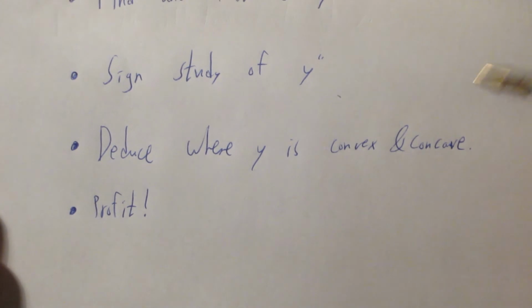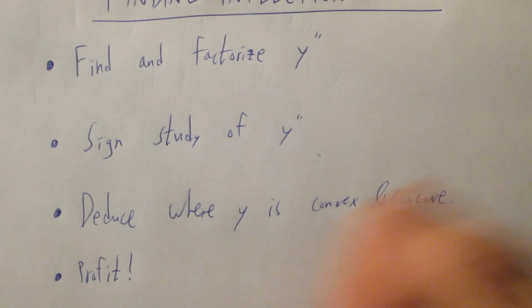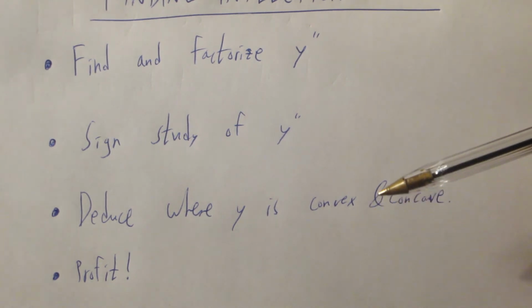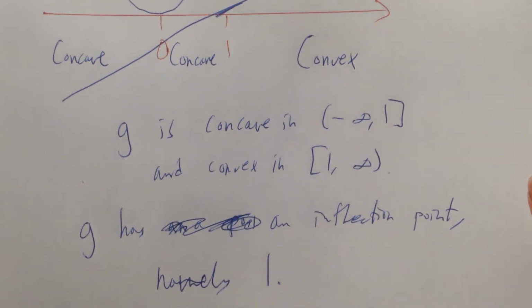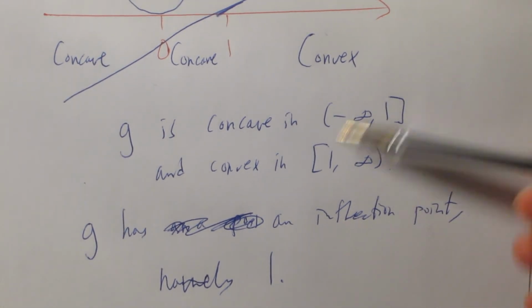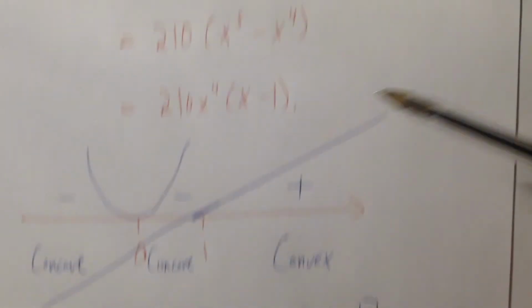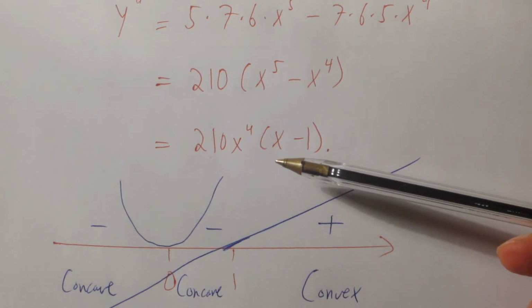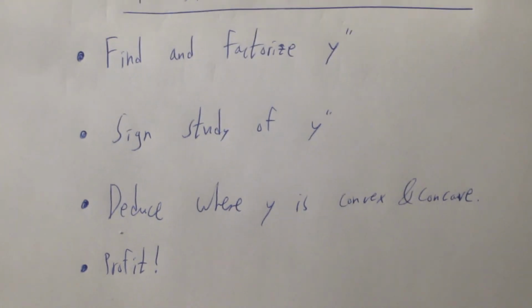So finding inflection points: find and factorize the second derivative, study the sign of it, look at the sign of the second derivative to find out in which intervals the function is convex and concave respectively, and whence you can deduce where the function has its inflection points. So use this approach. Don't just put the second derivative equal to 0. 0 was not an inflection point of this function y. Follow this recipe for finding inflection points.